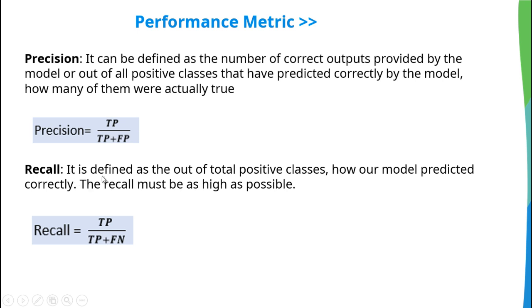Recall defines, out of the total positive classes, how many our model predicted correctly. The recall must be as high as possible. So recall is TP, true positive, over TP plus FN, all right, which is also called sensitivity. That's what it means, all right.